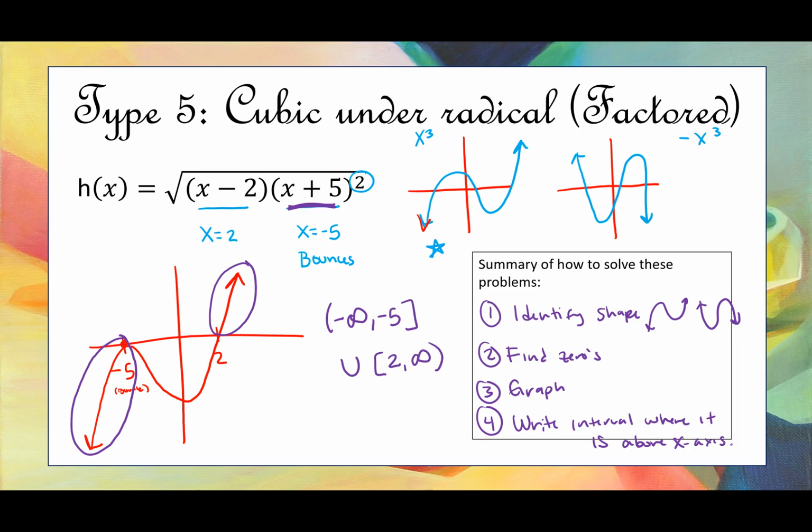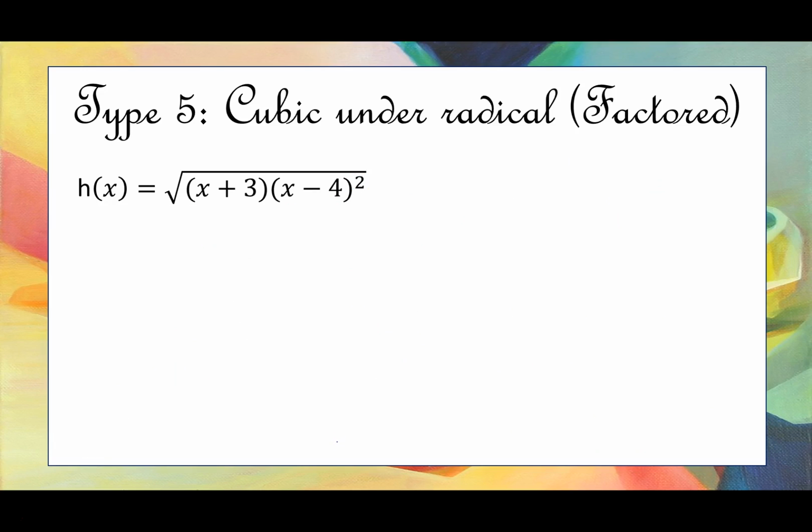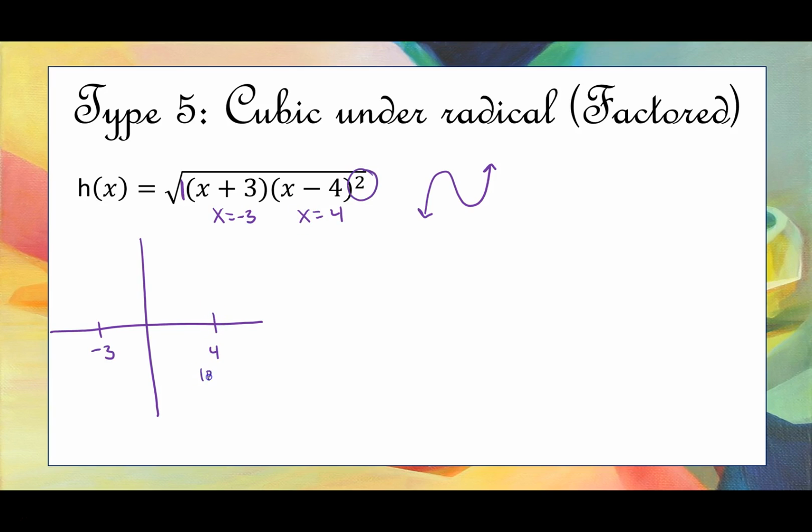Let's try another one. Okay, this is another example where we've got a positive 1 out in front, which basically means it is going to be the shape like this. So that's our first step, identifying the shape. Okay, next thing we're going to do is we have x equals minus 3, and x equals 4. Now at the 4, because of the squared, it's going to bounce.